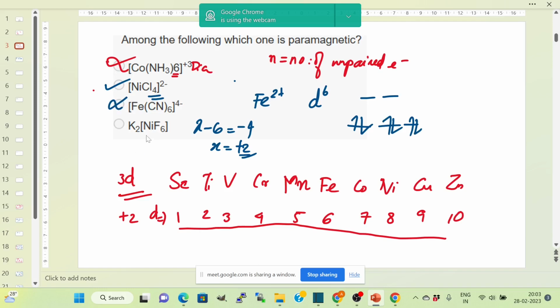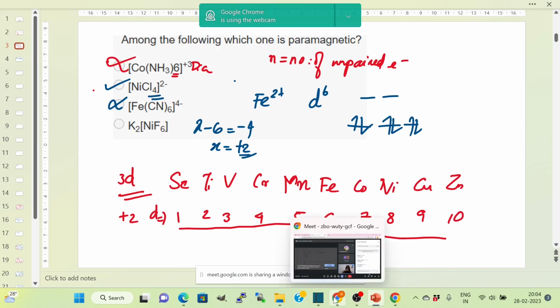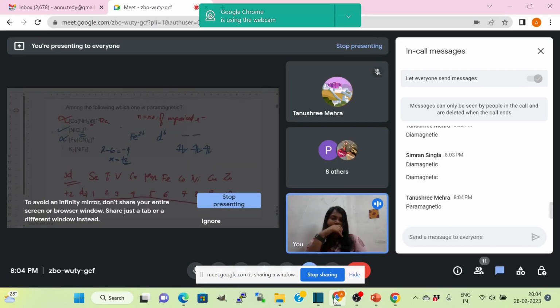But what about K2NiF6? Is this diamagnetic or paramagnetic? Here you should be really careful about the oxidation state of the metal and the identity of the metal: 3d, 4d or 5d. Please put it in the chat box. Option D, is it paramagnetic or diamagnetic?